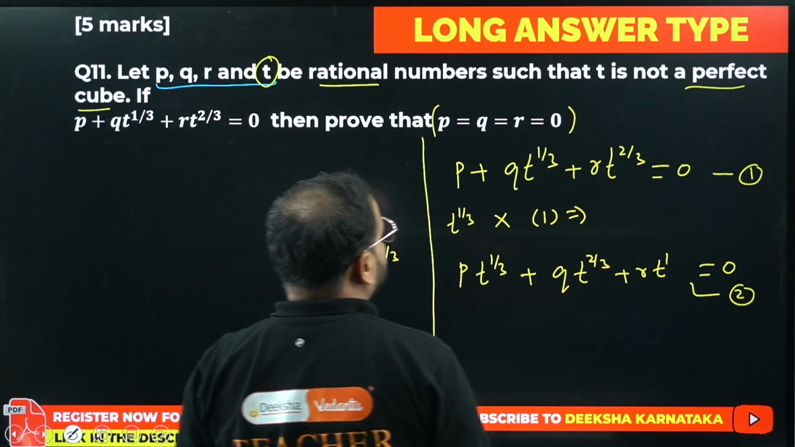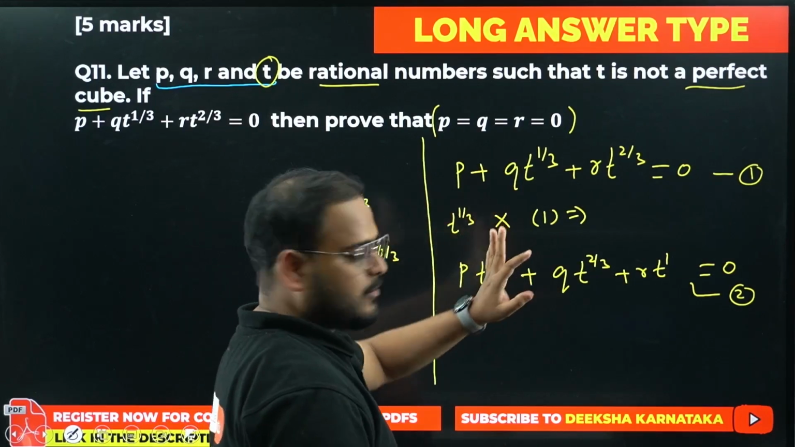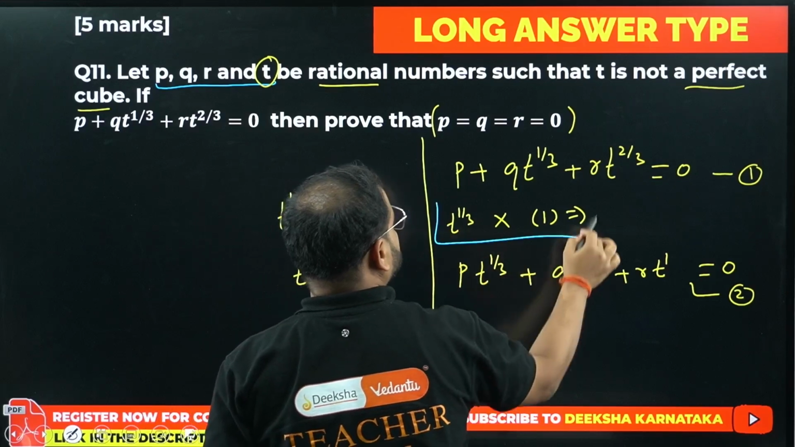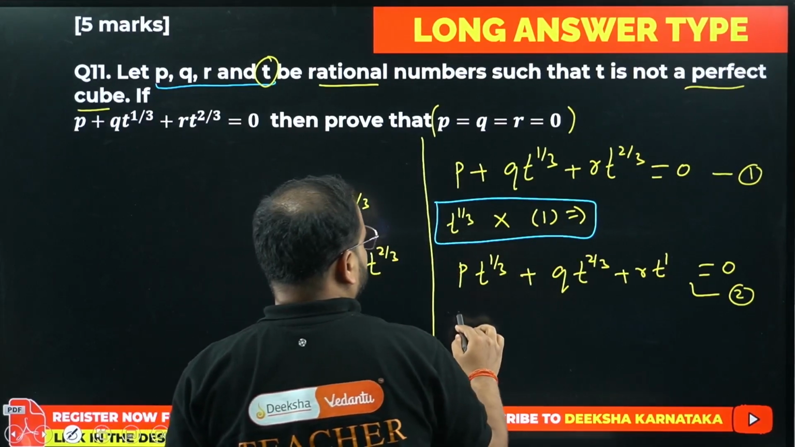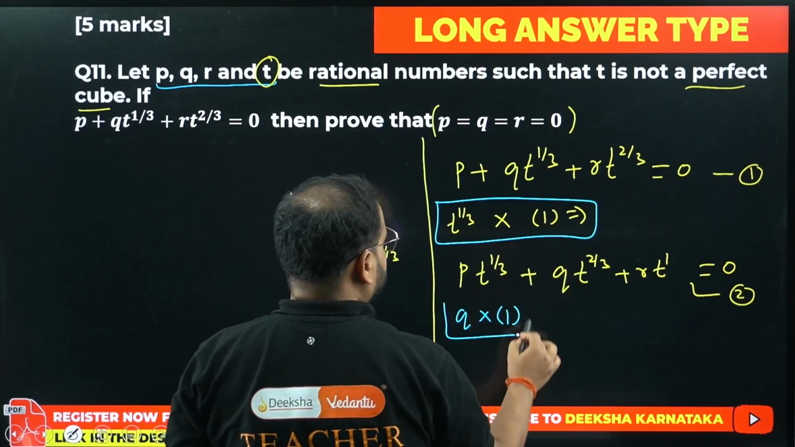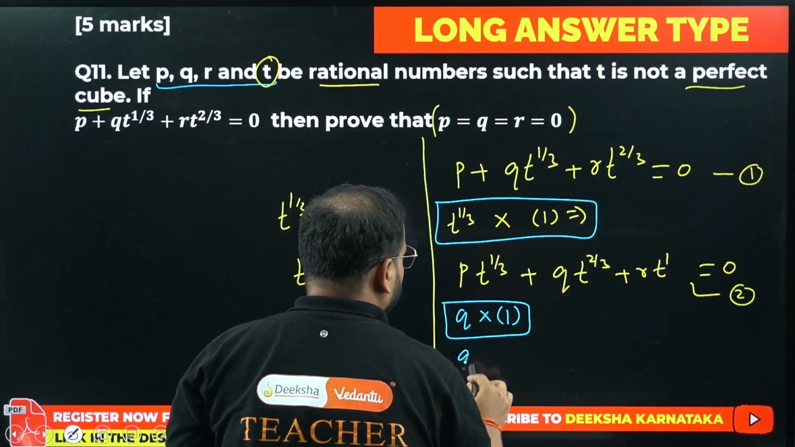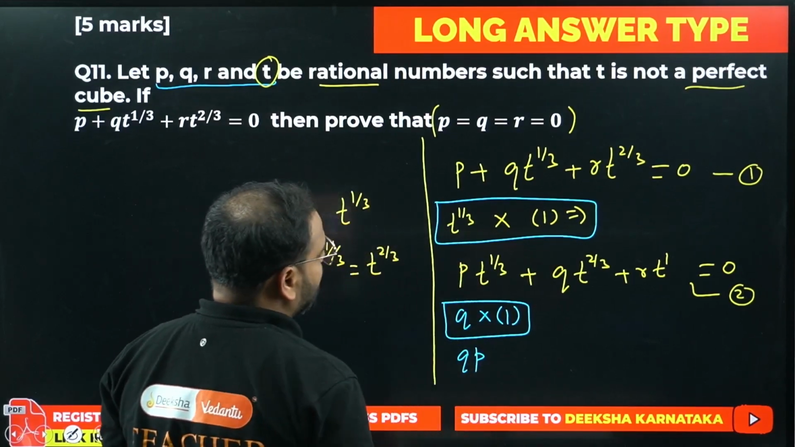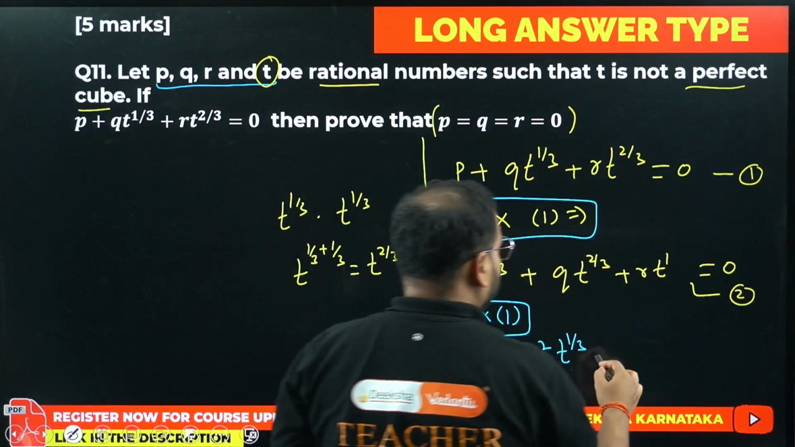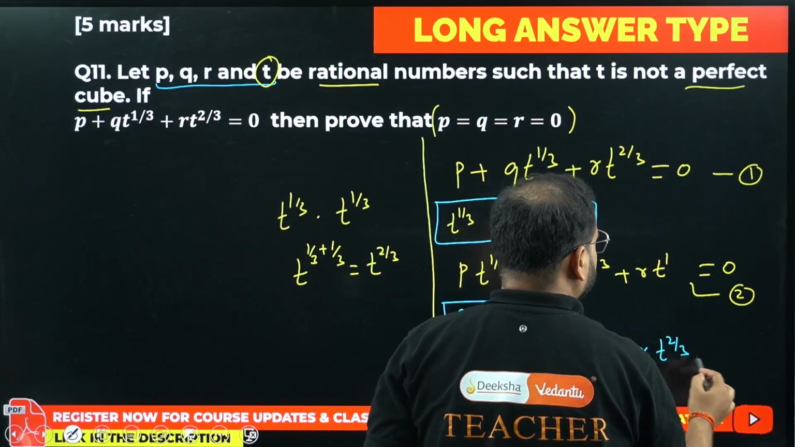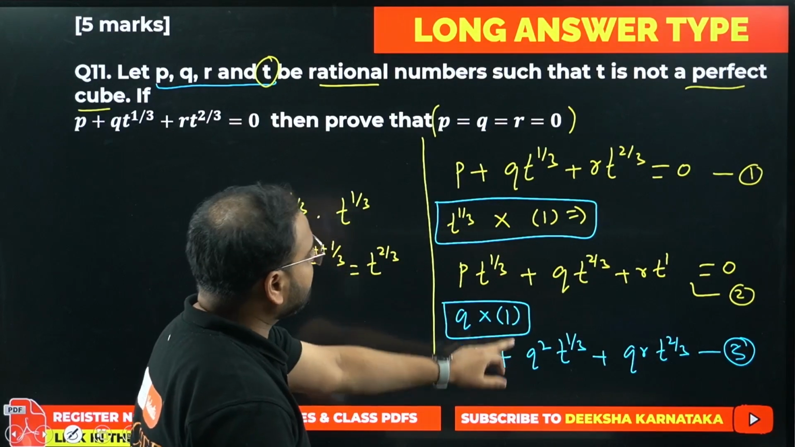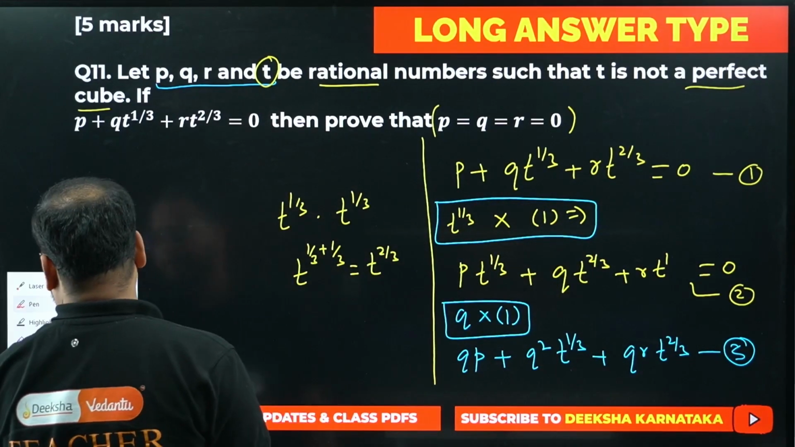Now do one thing, multiply Q to this equation. You'll see how. This was one of the operations that I did, and I got my second equation. The next operation is multiplying Q to equation number 1. If I do that, please check, I'm going to get QP, plus Q square T power 1 by 3, and plus QR T power 2 by 3. This is my equation number 3. Have a look. I multiplied Q with this, so QP, Q square and QR. The T powers will remain as it is.